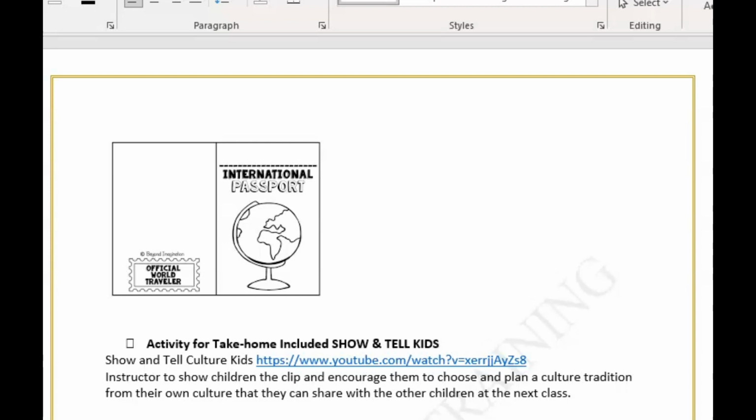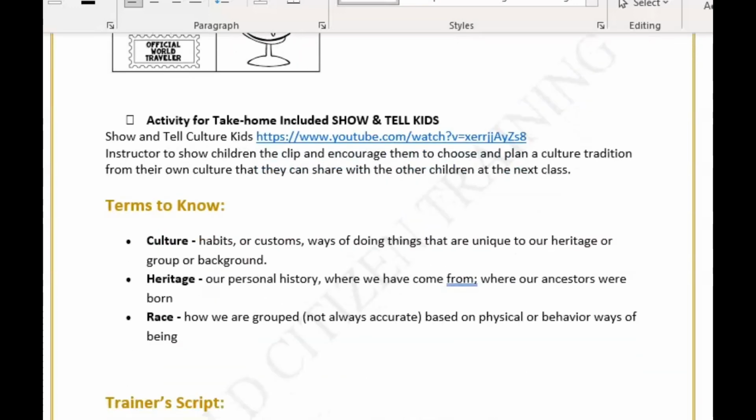There's a highlight there for you. We have an activity. It could either be done in class or a takeaway activity, the passport activity. It's coming up here shortly. And we have a show and tell. There is a clip here on YouTube that I encourage you to show the children. And if you're doing an online course, you can still do that. And it gives them an idea of a cultural tradition, something that is of personal nature, part of their life and family story. And we encourage the children to share with the other children that little bit of show and tell culture.